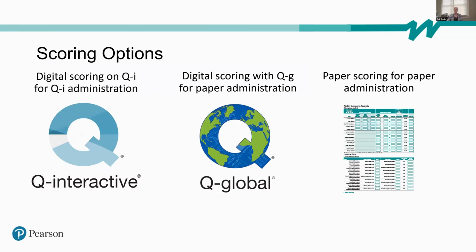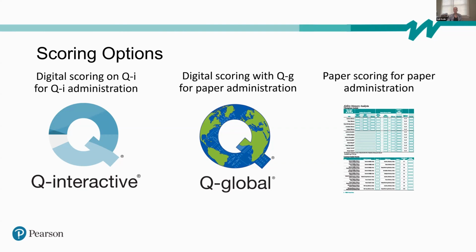In addition, there are scoring options. If you administered WAIS 5 and WMS 5 using the traditional paper kits, you can either score by hand or opt for digital scoring using Pearson's online Q Global system. If you're administering using Q Interactive, digital scoring is included in the QI system. Digital scoring, whether from Q Global or Q Interactive, is a great time saver and provides quality control by eliminating the myriad table lookups that can lead to scoring errors.